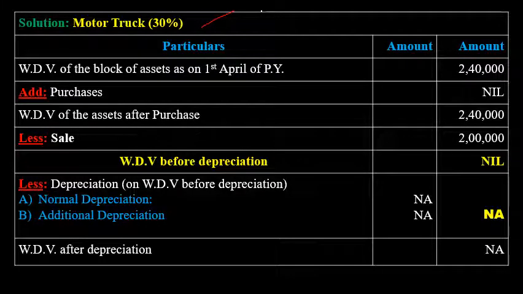No purchases in the previous year. So the written down value of the assets after purchase is 2,40,000. Then sales in the previous year 2 lakh. The written down value before depreciation is nil. Why is the written down value before depreciation nil? Because there was no existence of the asset. The asset was sold in the previous year. It was not with the SSC.